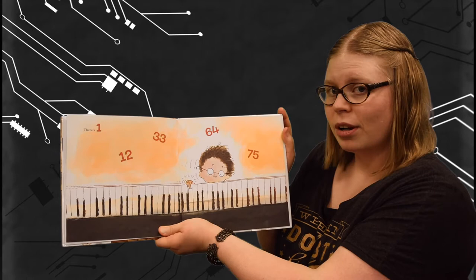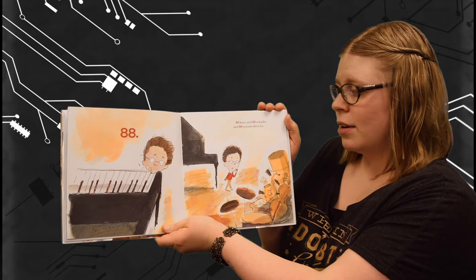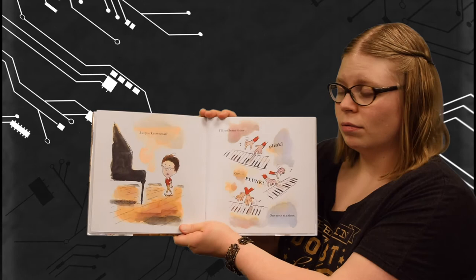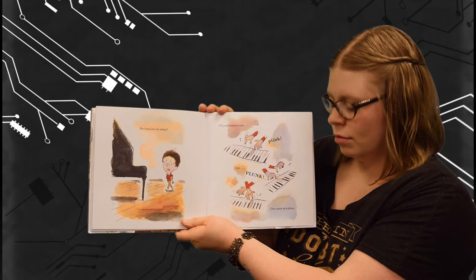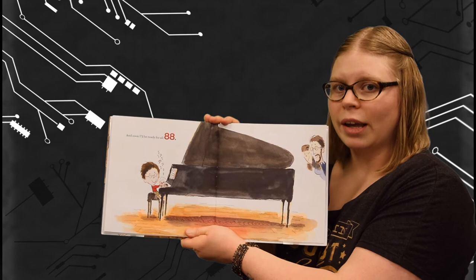There's 1, 12, 33, 64, 75. Eighty-eight keys and 88 sounds. And 88 sounds like a lot. But you know what? I'll learn it just one plink, one plunk, one note at a time. And soon, I'll be ready for all 88.